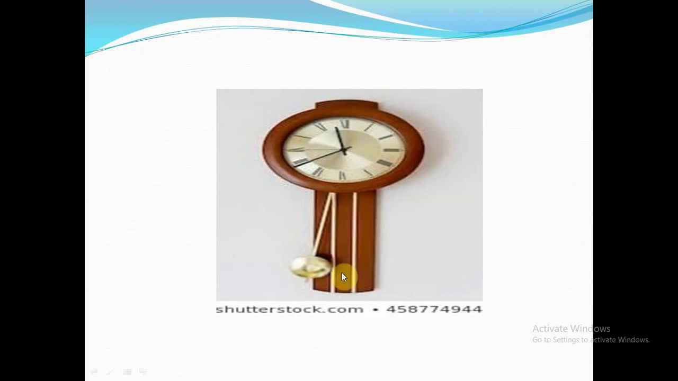Here, this is the mean position. The pendulum moves to and fro, moves here, then comes to the mean position, then moves here. It means the pendulum is moving around the mean position, so it is called vibratory motion. The motion in which the body moves to and fro around a mean position is called vibratory motion.